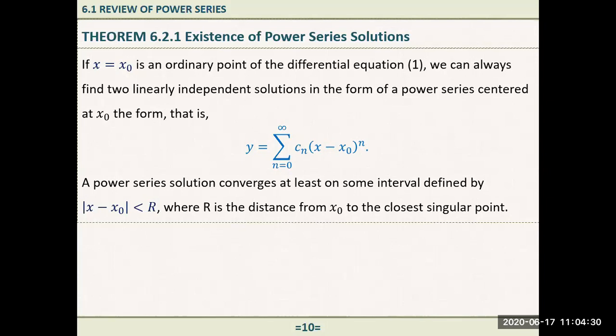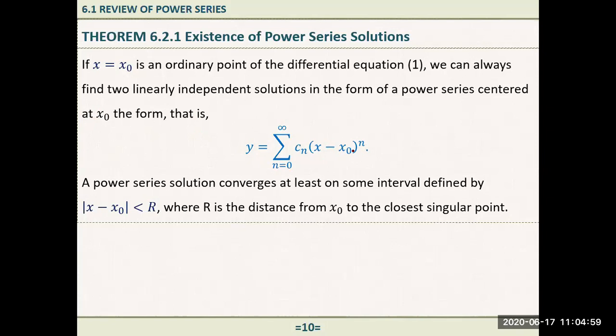And that's why this theorem says that if x equals x sub 0 is an ordinary point of the differential equation 1, and we know what we mean by ordinary point, we can always find two linearly independent solutions in the form of a power series centered at x sub 0, because x sub 0 is not a singular point. It is an ordinary point. That is y equals the sum of c sub n times (x minus x sub 0) to the power n.